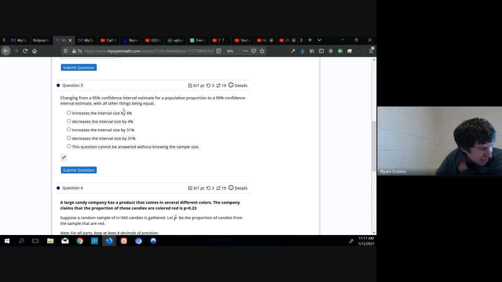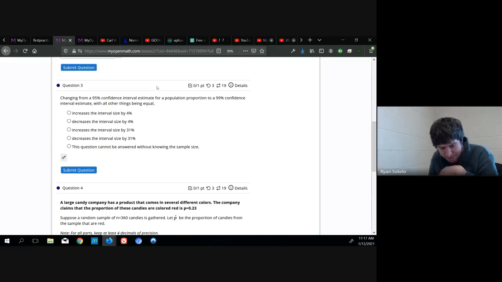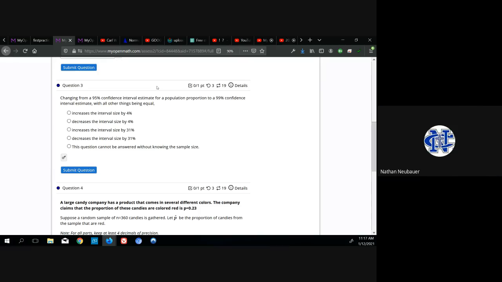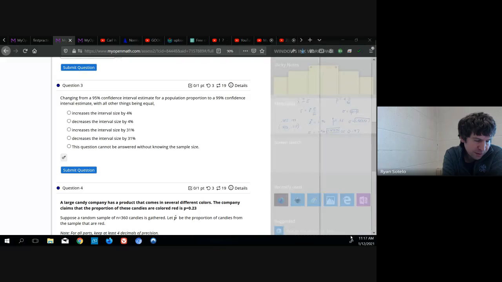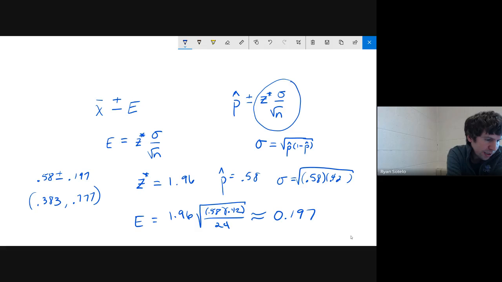It's changing from a 95% confidence interval estimate for population proportion to 99%. What happens to the confidence interval if you change from 95% confidence to 99? Do you think it gets bigger or smaller? I think it would... actually, I don't know. So here's your formula. Would it be smaller? Here's your formula for the margin of error. That makes the confidence interval size, right?